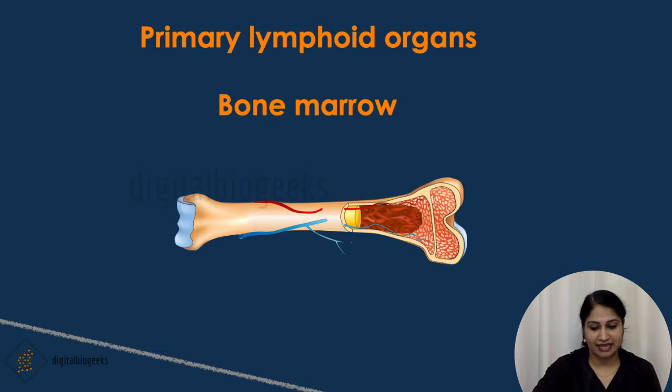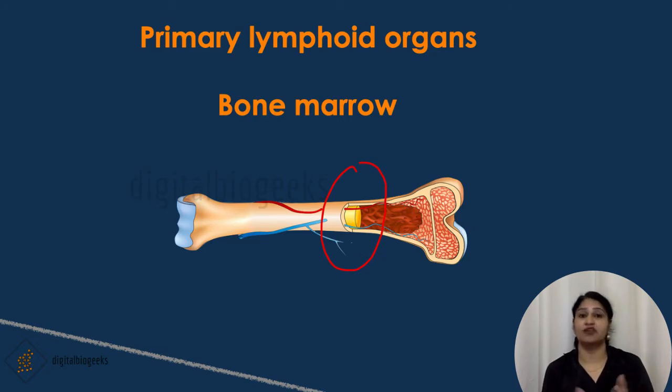Bone marrow creates T cells and helps in the production and maturation of B cells. They are the cells of the immune system. From bone marrow, B cells enter the circulatory system and from there they go to the secondary lymphoid organs. On the other hand, T cells travel from bone marrow into the thymus where they mature.